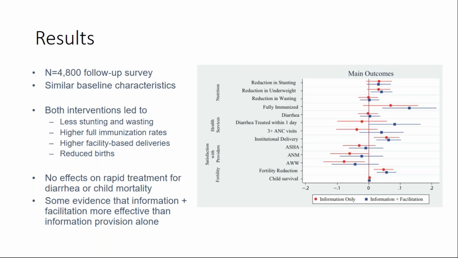Surprisingly, when we asked participants about their satisfaction with the frontline health providers, the people that we think of as being the primary individuals in charge of delivering these services, the ASHAs, the auxiliary nurse midwives, the Anganwadi workers who are there to deliver nutrition and childcare, there's actually a worsening of outcomes. Generally, this is not statistically significant, but in some cases, there is a significant reduction in satisfaction. So that was a surprising finding here.